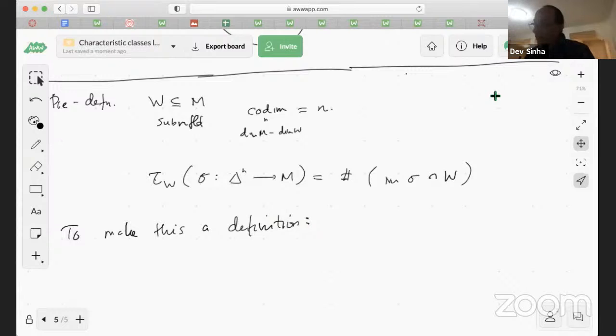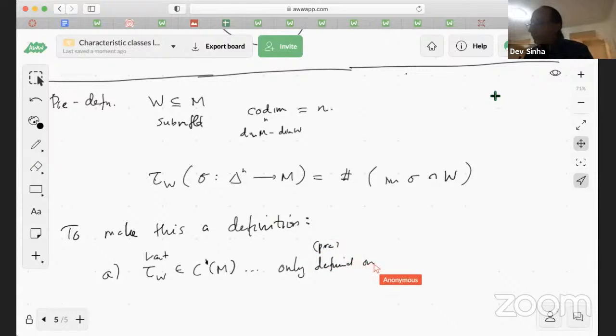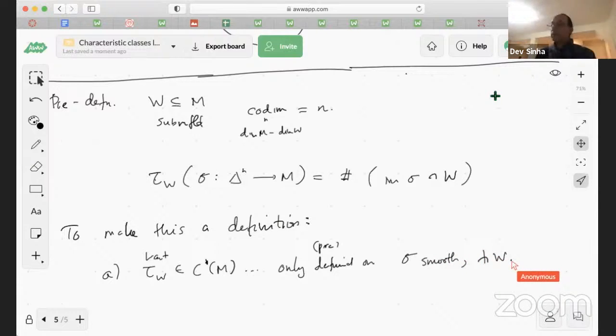First, a really key thing is that we want this to be a cochain, right? It's a functional on chains, but right now it only makes sense to evaluate, really only predefined, on sigma, which are smooth and which are transverse to W.